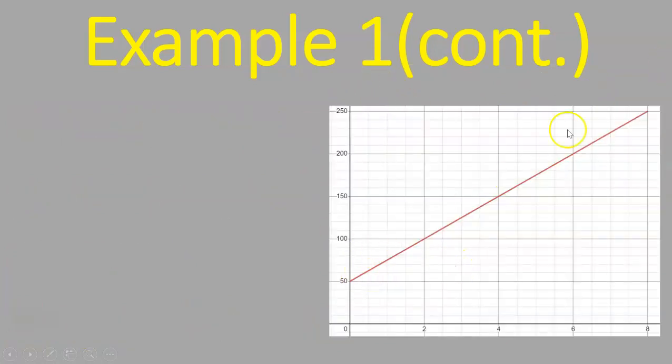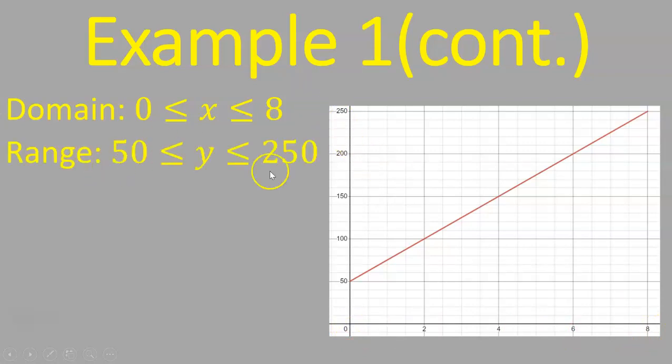So here's a graph of the situation. Here's the hours on the bottom. Notice we don't go left of 0. You can't work negative hours. Also, he does not work beyond 8. And this represents money made. Okay, so the domain, again, is all your x values from 0 to 8. The range is all your y values from 50 to 250.